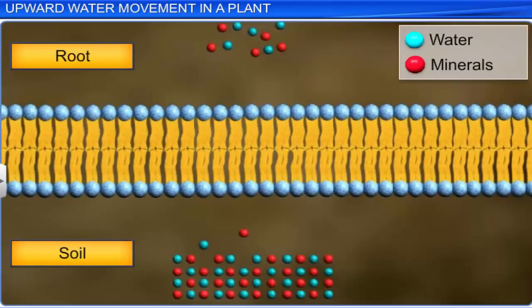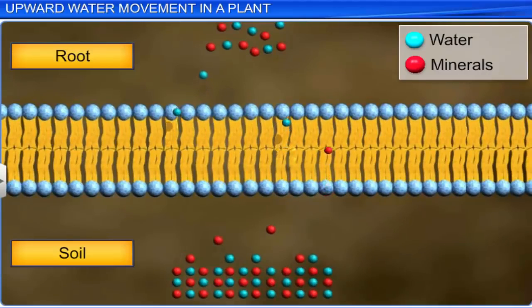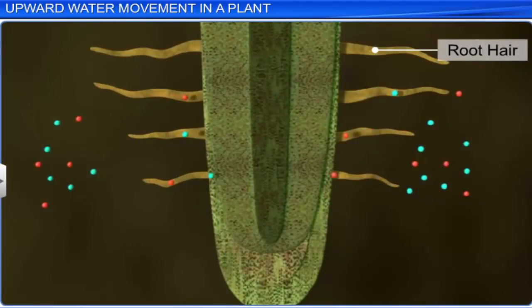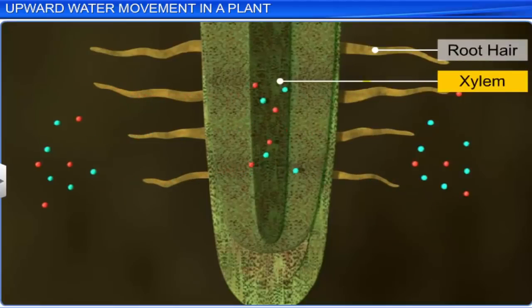Along with the water, various mineral ions from the soil are also pushed into the root vascular tissues by diffusion. As a result, the pressure inside the xylem increases. This positive pressure is known as root pressure.